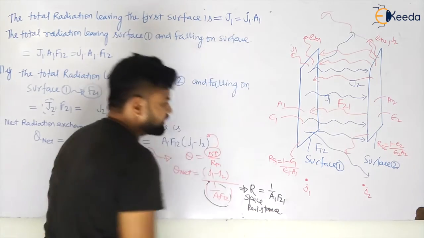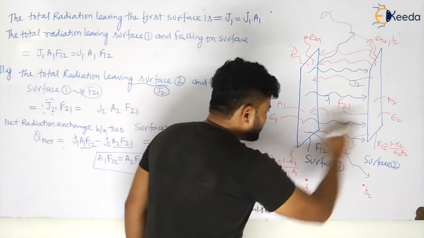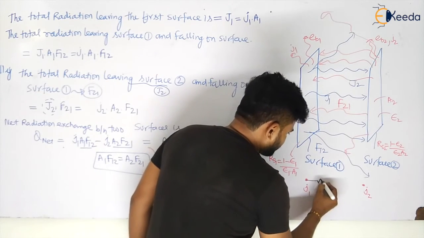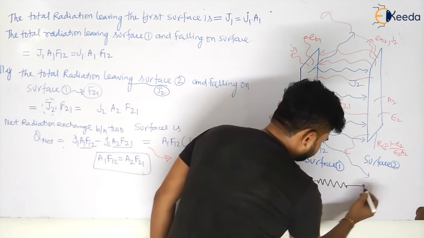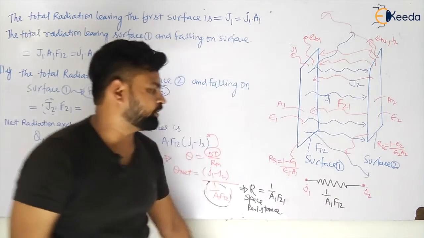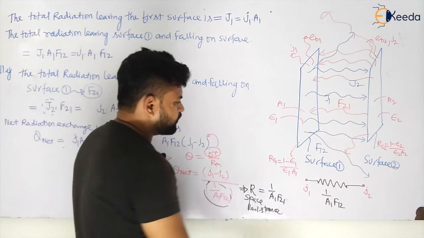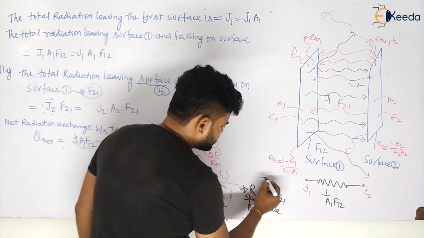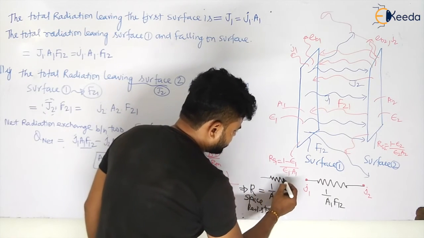This is called your space resistance. So between these two bodies, these two surfaces, there will be some space resistance, which is nothing but 1 upon A1 F12, that will be equal to this much, my dear students. And also we are having Rs1.